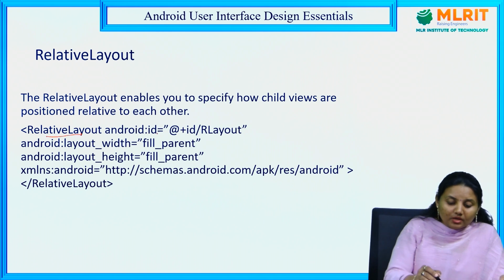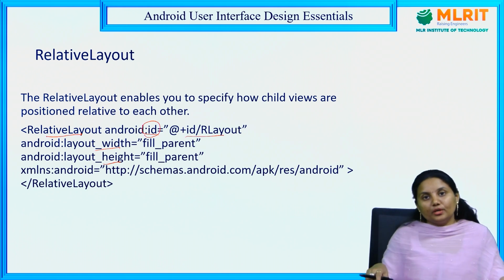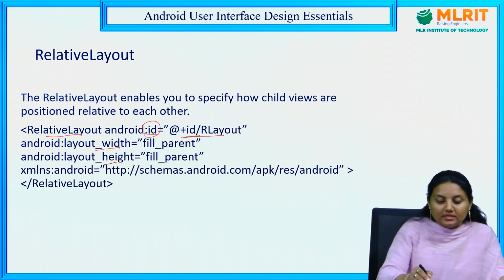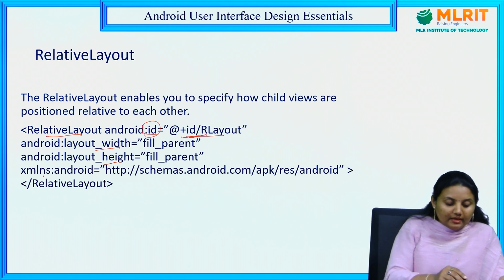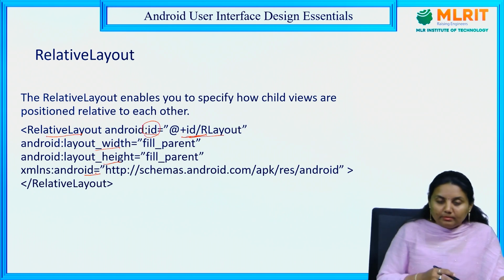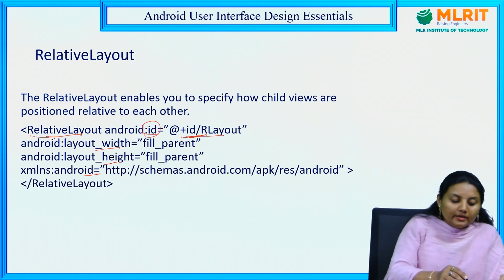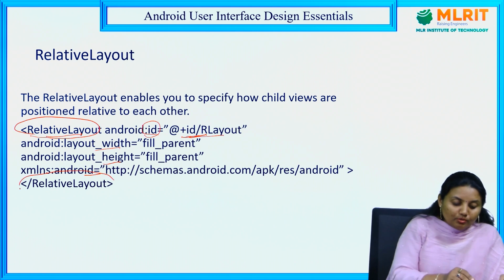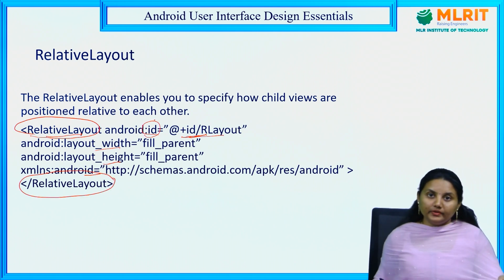In the relative layout, again we have given the ID, then width, height. Suppose you want to make use of this complete relative layout in your Java part, then only this ID is required, otherwise not. Then xmlns android, simply the version. Here the relative layout is a tag that is used for accessing the relative layout.